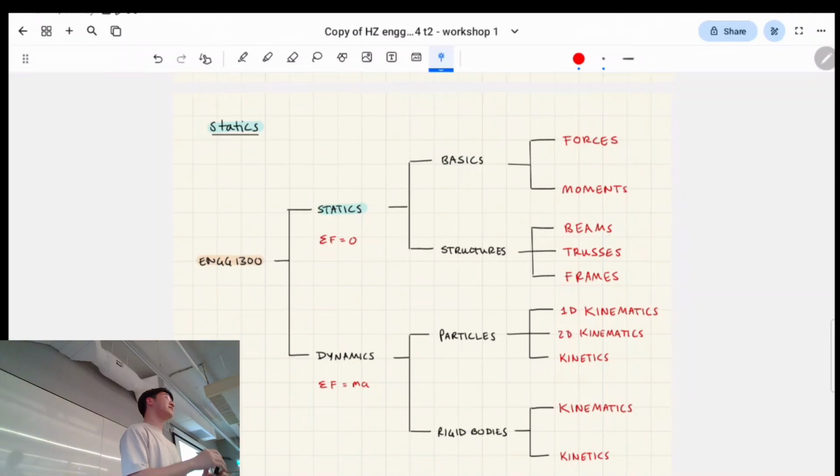And then basically from week 7 onwards, we move on to dynamics, and that's broken up into particles and rigid bodies. And those are just types of objects. I'll touch upon this a bit more probably next workshop when we talk about moments a bit more. But you've probably heard the words kinematics and kinetics in the context of physics, but I'll tell you them in the context of particles and rigid bodies as well as we progress through the course. Okay, so that's an overview of the course.